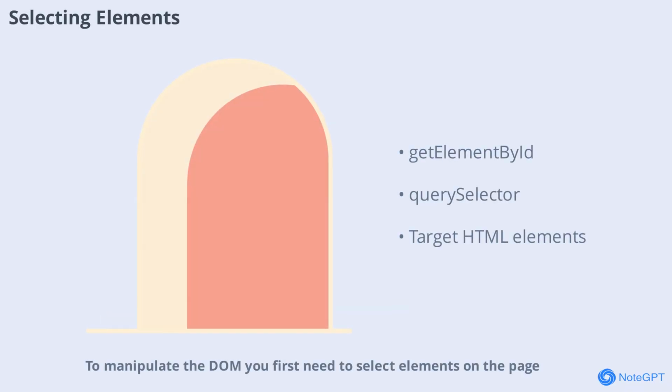To manipulate the DOM, you first need to select elements on the page. JavaScript provides several methods for this, such as getElementById, getElementsByClassName, and querySelector. These methods let you target specific parts of your HTML, so you can update content, change styles, or attach event listeners. Mastering element selection is the first step to making your web pages dynamic and interactive. Let's see how each method works in practice.